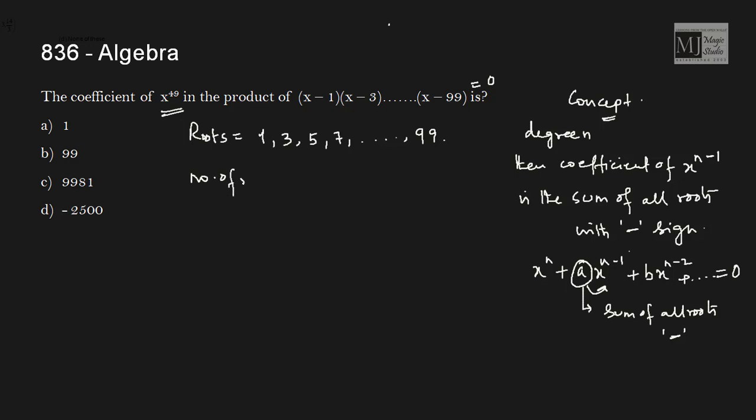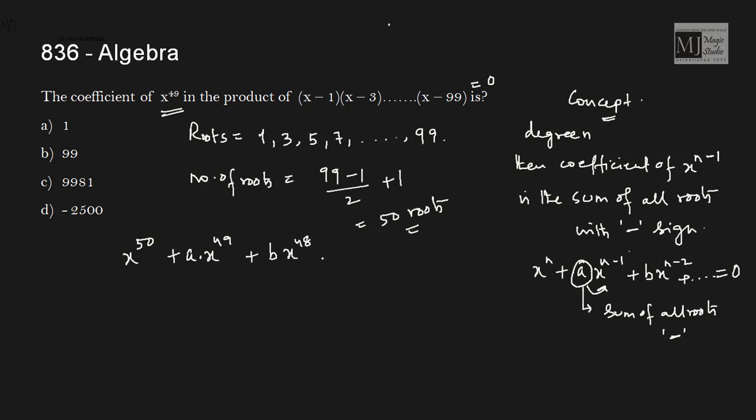Number of roots are, by d it is 2 plus 1, that is 98 by 2, 49 plus 1, 50 roots are there. If for a given polynomial there are 50 roots, then the given polynomial would be x to the power 50 plus a into x to the power 49 plus b into x to the power 48 equals to 0. So they have asked us to find the coefficient of x to the power 49. The x to the power 49 coefficient is a, which is nothing but, with a minus sign, the sum of all roots.